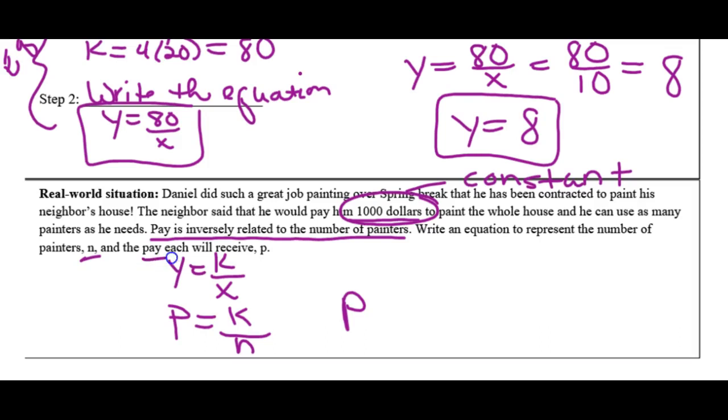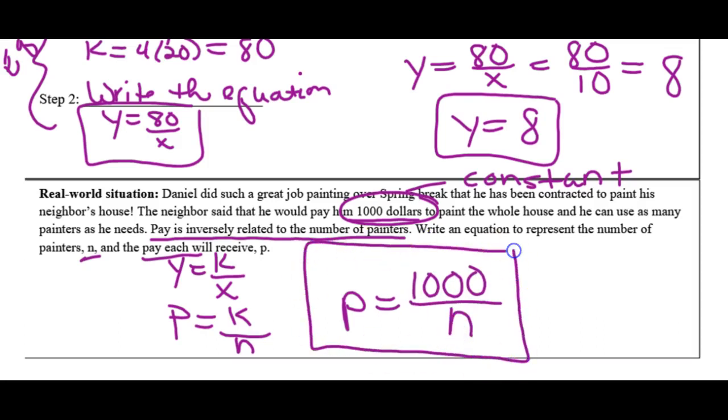and that's what it said, what will each person receive, is equal to $1,000 divided by the number of painters. So that's our equation. We just took this equation, changed it into the words that we were using, pay and number of painters, and plugged in what we knew, which was our k.